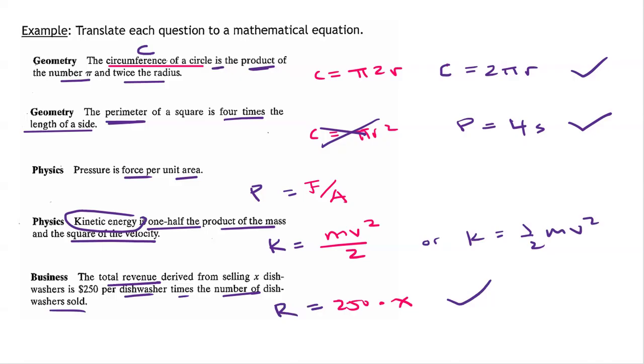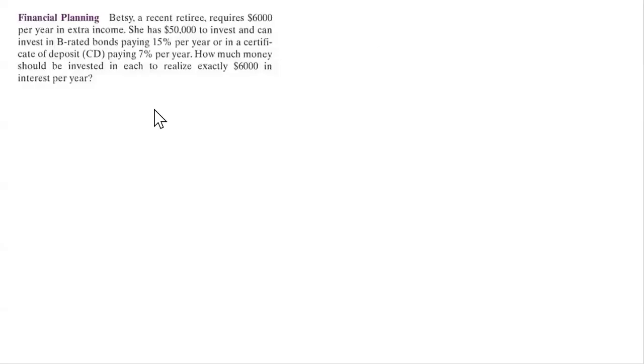All right, let's go ahead. Let me see. It says here Betsy, a recent retiree, requires $6,000 per year in extra income. She has $50,000 to invest and can invest in B-rated bonds, paying 15% per year, or in a certificate of deposit, CD, paying 7% per year. How much money should be invested in each to realize exactly $6,000 in interest per year?